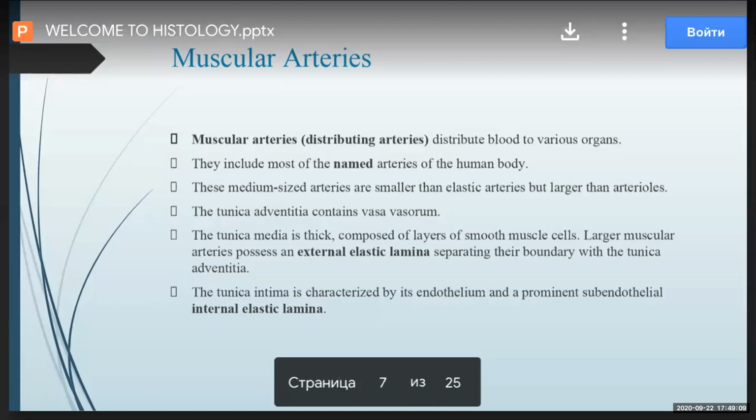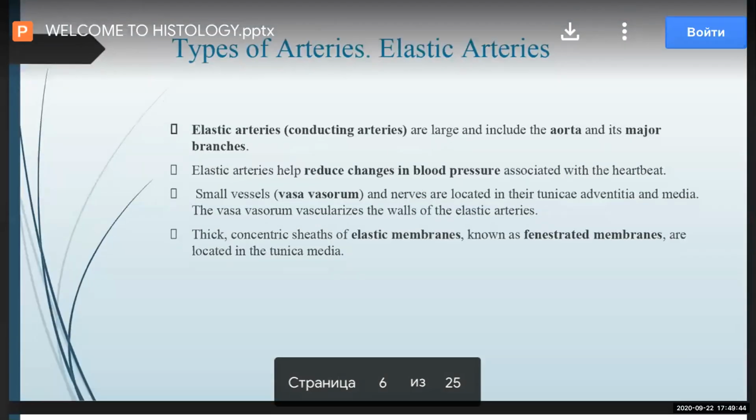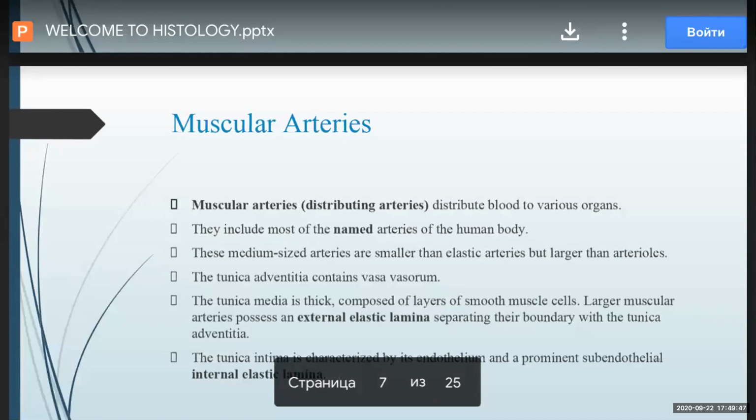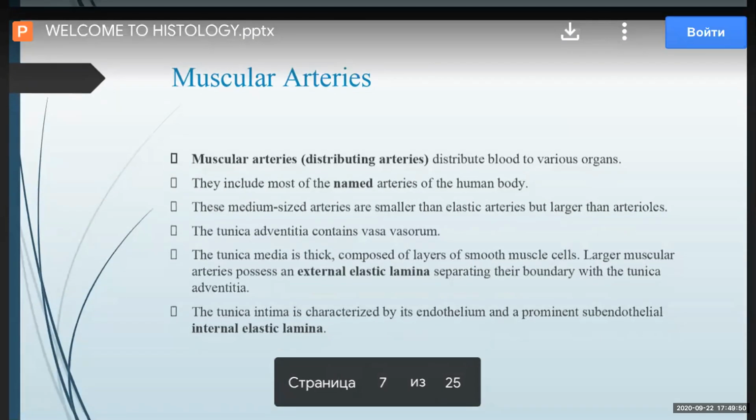The tunica media is thick, composed of layers of smooth muscle cells. Larger muscular arteries possess an external elastic lamina, separating their boundary with the tunica adventitia. The tunica intima is characterized by its endothelium and the prominent subendothelial internal elastic lamina. So what is new for muscular arteries? They have an external elastic lamina and an internal elastic lamina. We didn't talk about this when we learned elastic arteries, so this is different for muscular arteries.